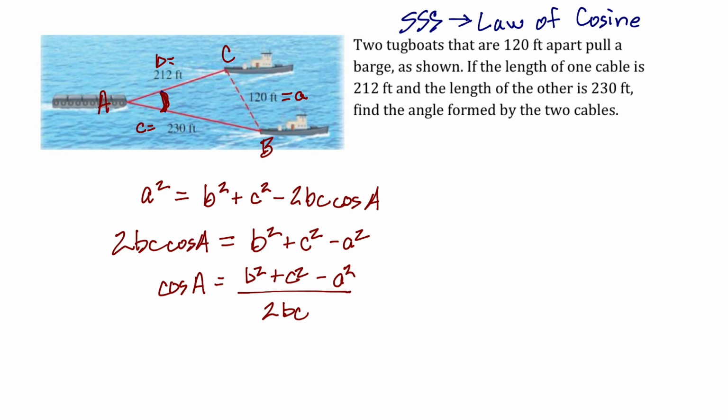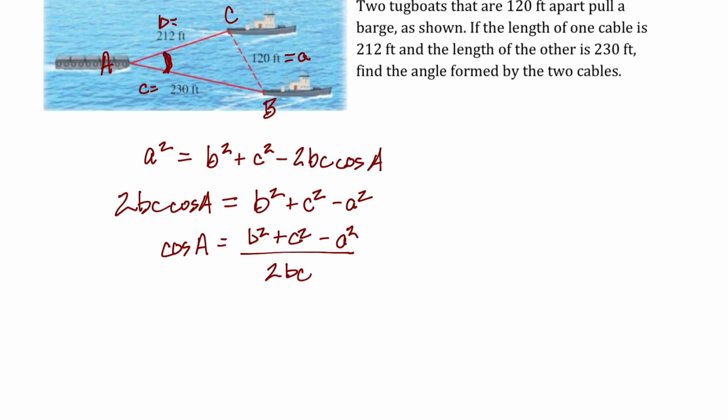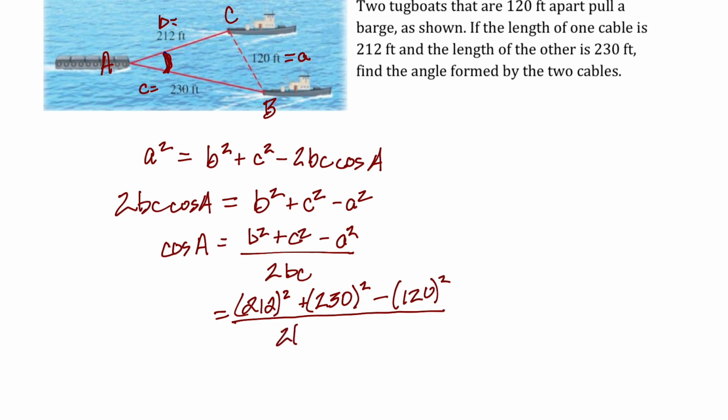So now it's like the last example. Now that we have some values here, we can go ahead and start to substitute. My b was 212, so 212 squared, I'll put some parentheses around that, plus the other side, c, which is 230 squared, minus a squared, that's 120 squared. Divide that all by 2 times b times c.